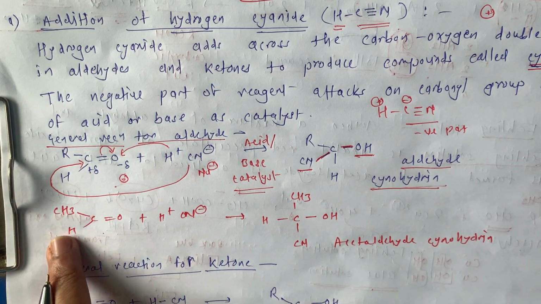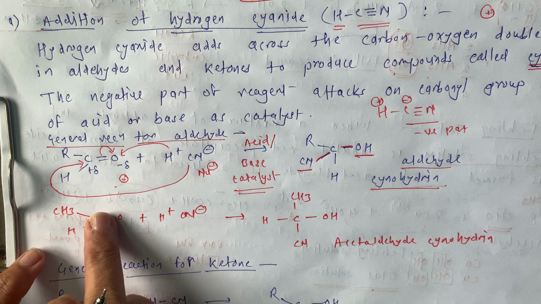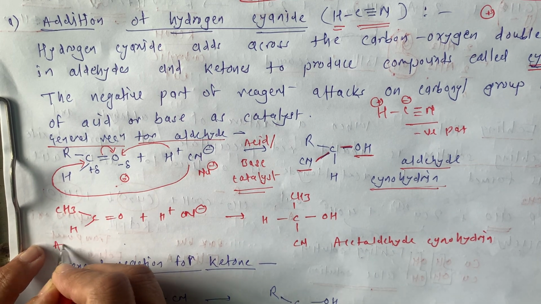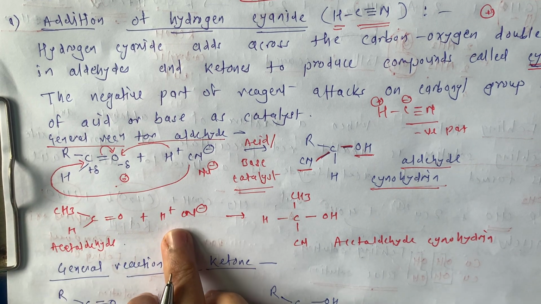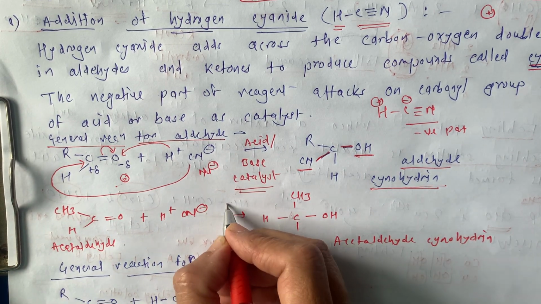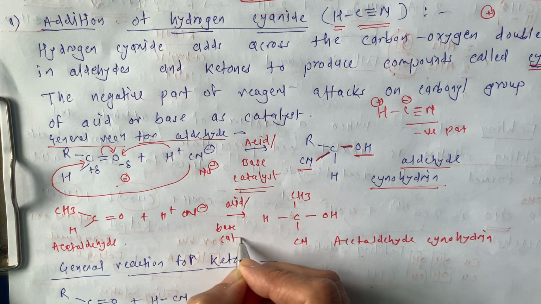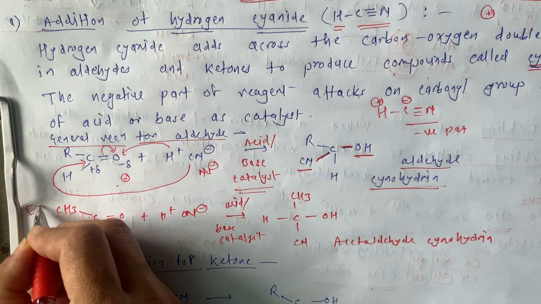For example, you can take any aldehyde. Here I have taken CH3 CHO, which is acetaldehyde. It is going to react with HCN just like this. Here the catalyst is acid or base catalyst, same reaction. This was the general form, and now this is with the particular example.